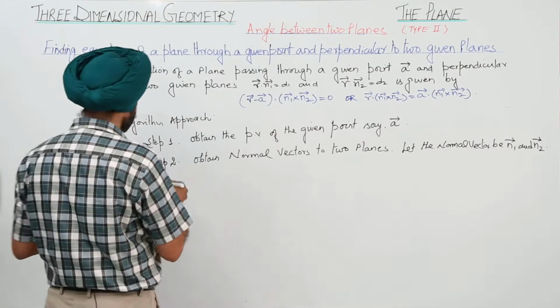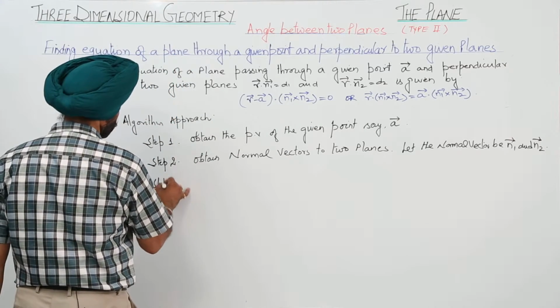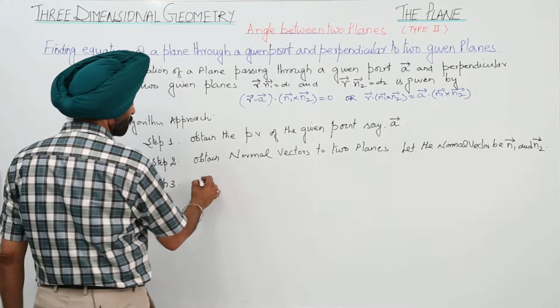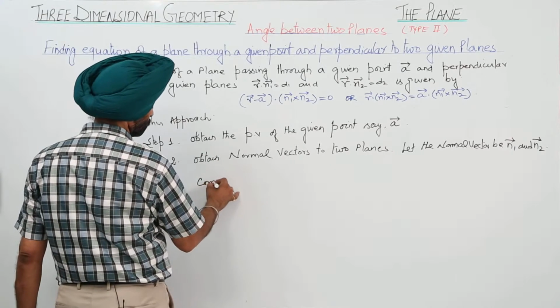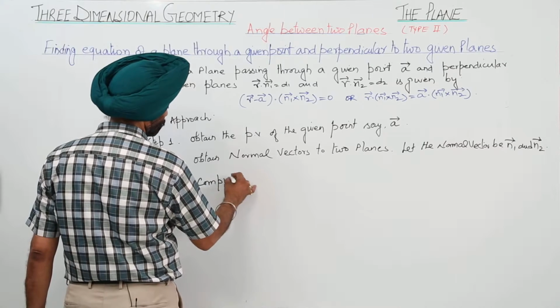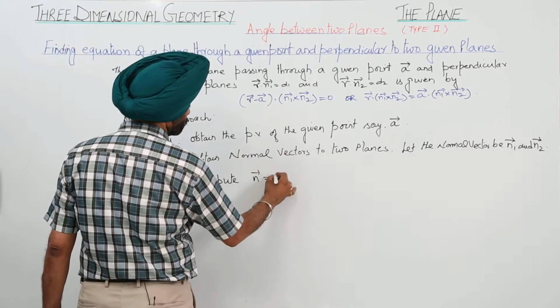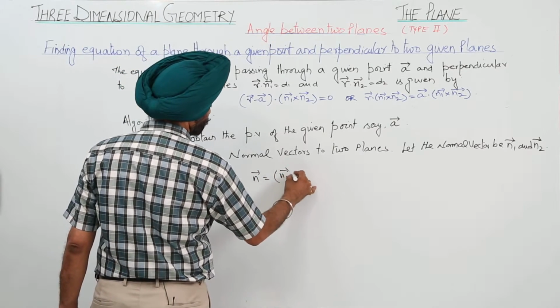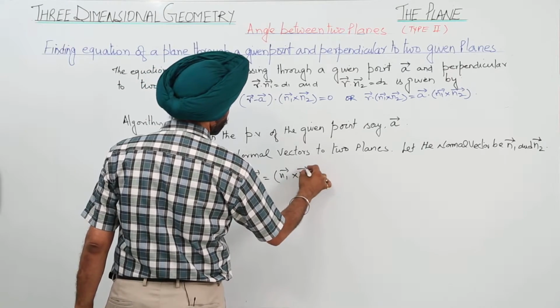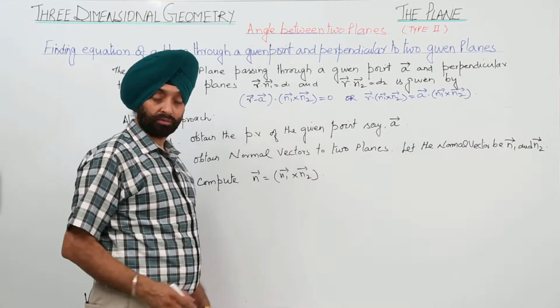Now step number 3, compute vector n is equal to vector n1 cross vector n2. First of all compute this part.